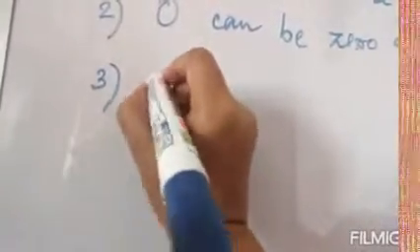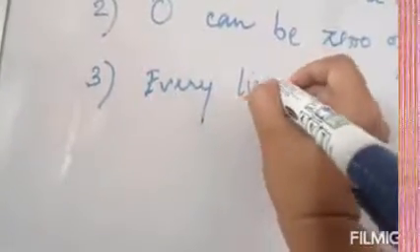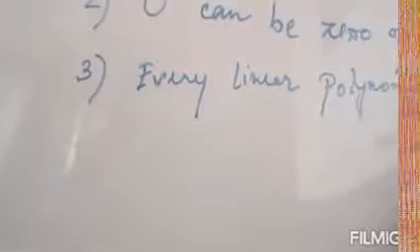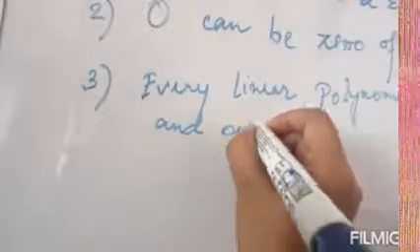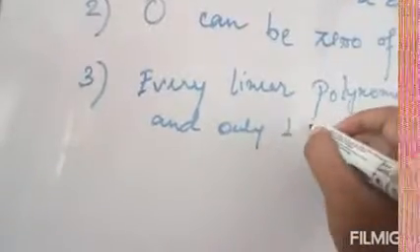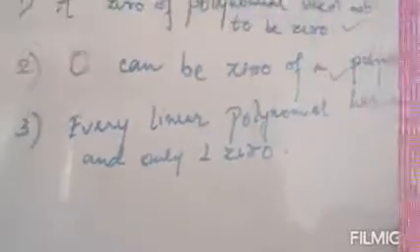Next is every linear polynomial has one and only one zero. Every linear polynomial has only one and only one zero.